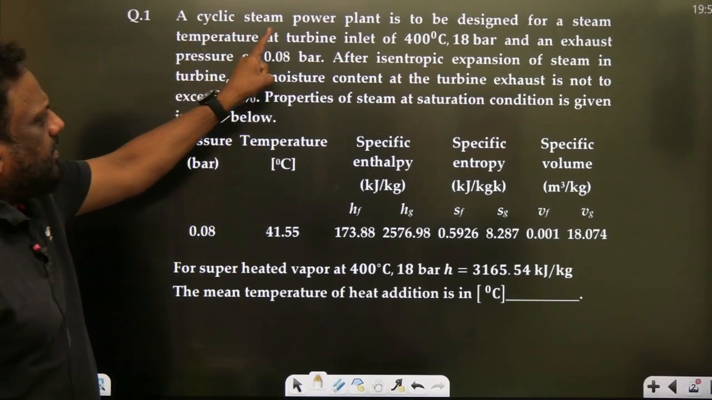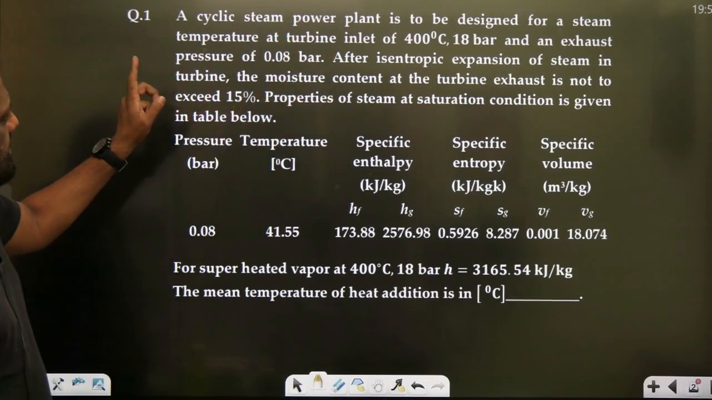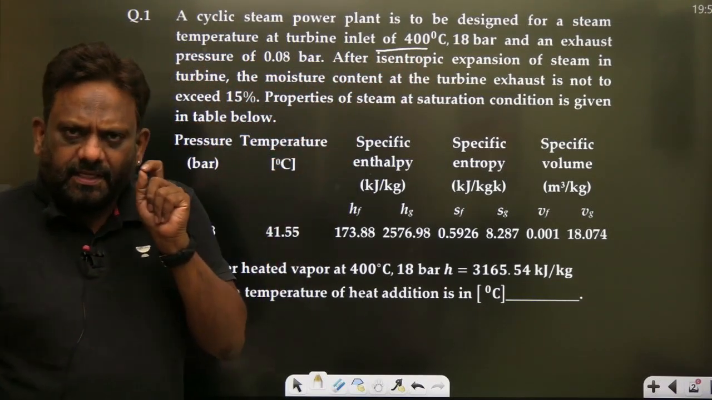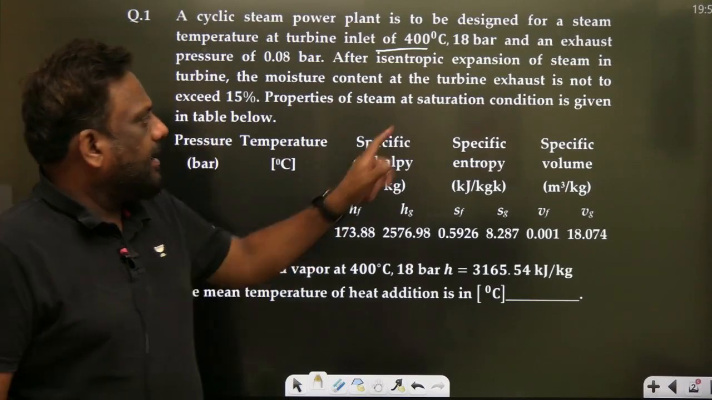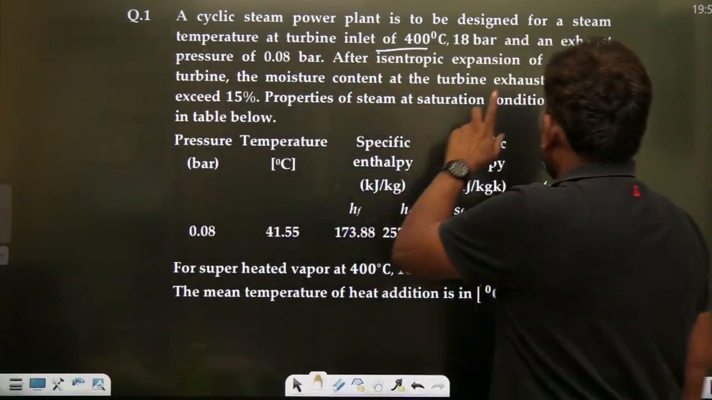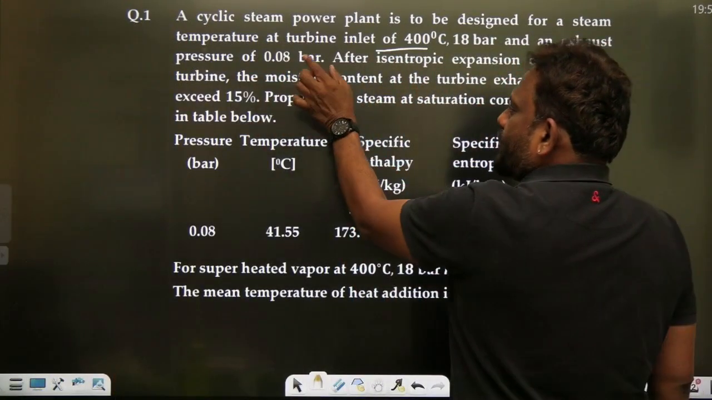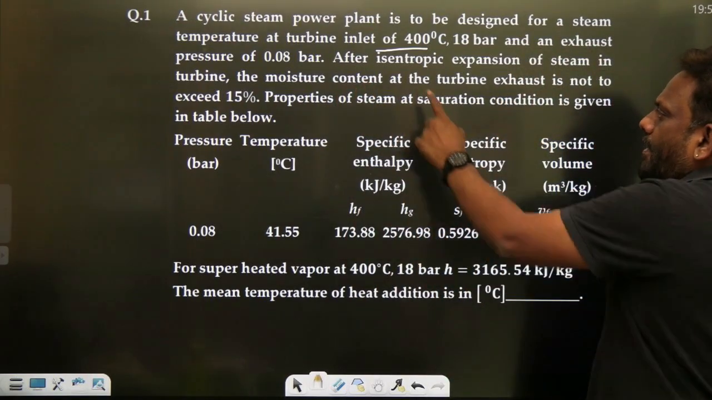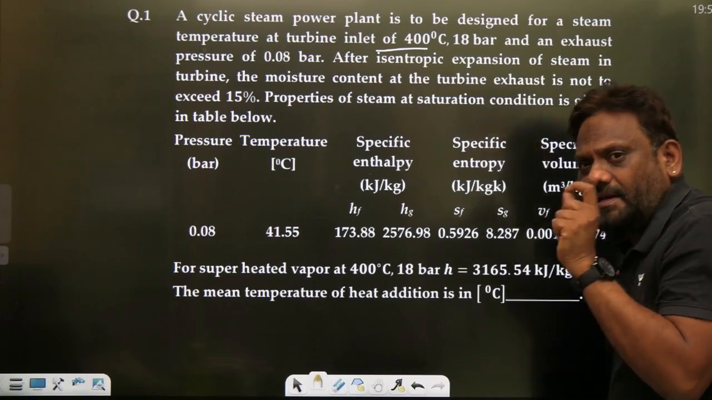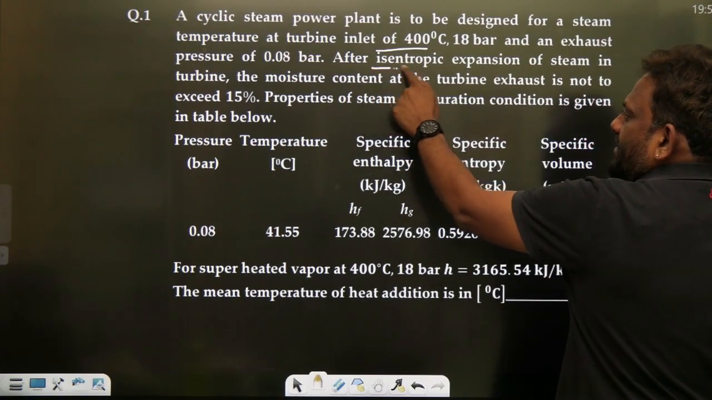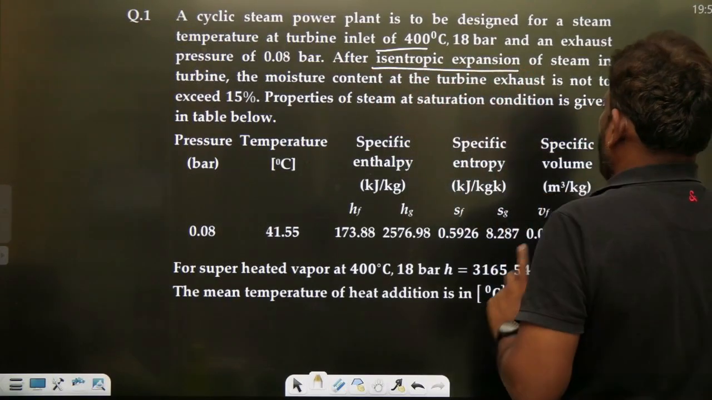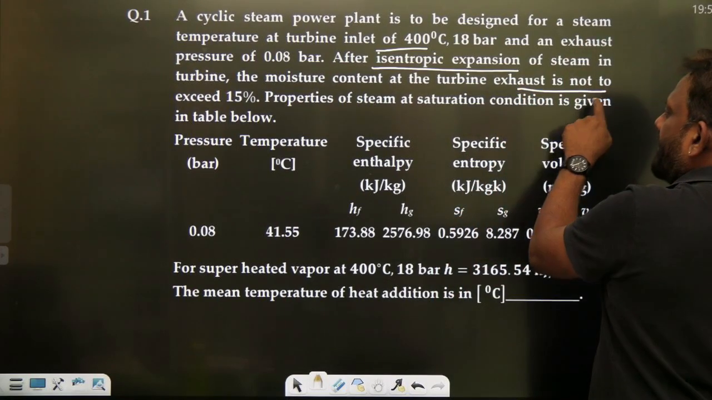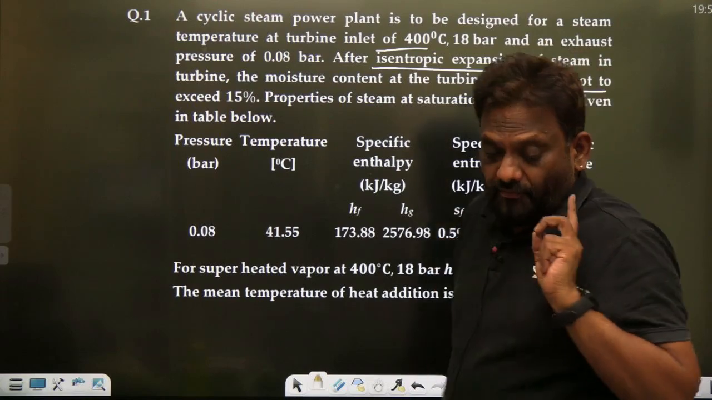A cyclic steam power plant is to be designed for a steam temperature at a turbine inlet of 400 degrees centigrade. The steam is entering the turbine at 400 degrees centigrade and 18 bar, and the exhaust pressure is 0.08 bar. That is, the condenser pressure is 0.08 bar. After isentropic expansion, clearly it is given in the question, the expansion is isentropic. After isentropic expansion, the moisture content at the turbine exit or exhaust is not to exceed 15%.